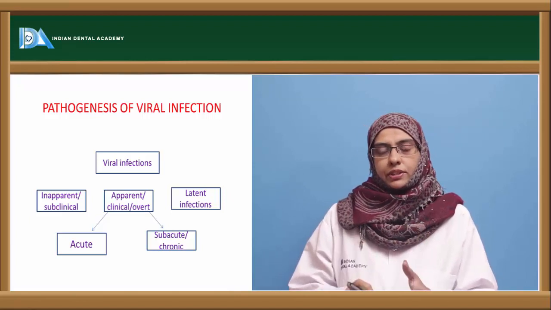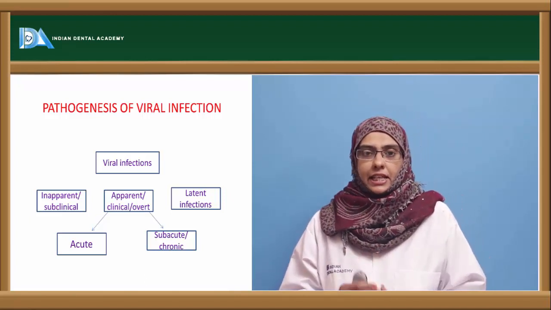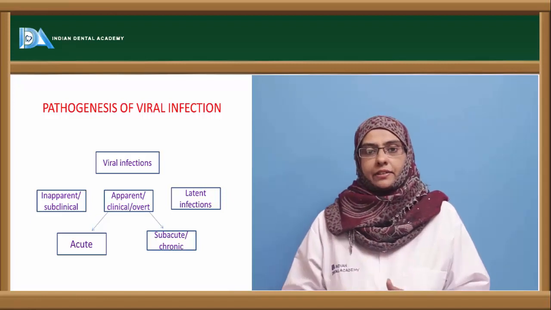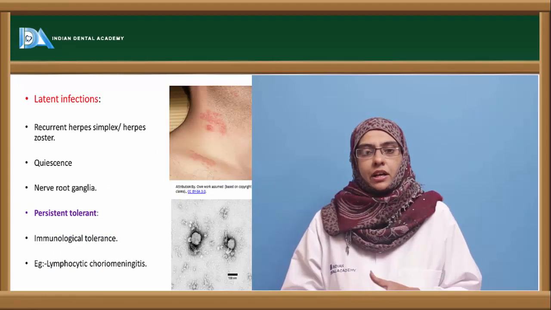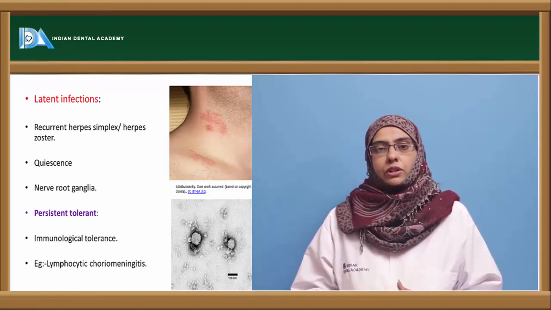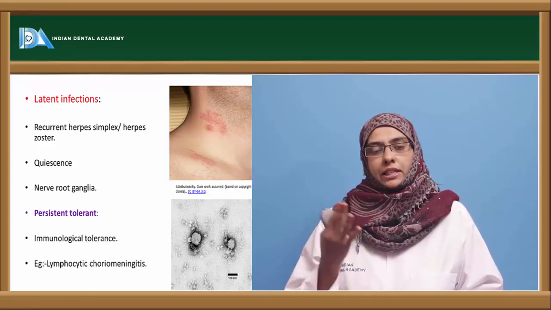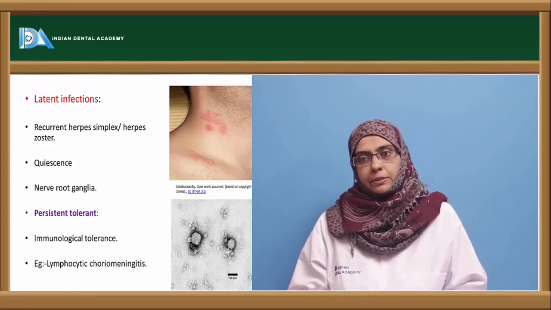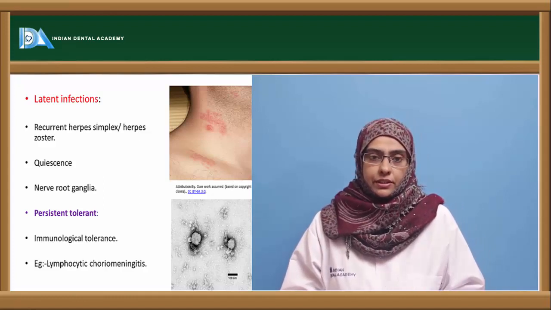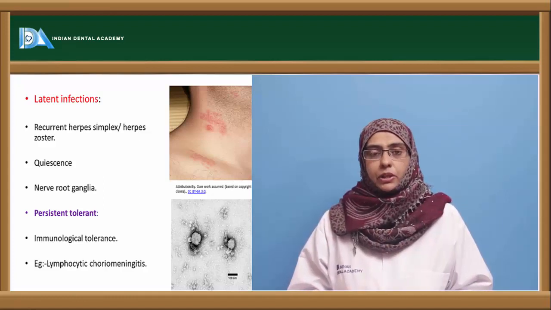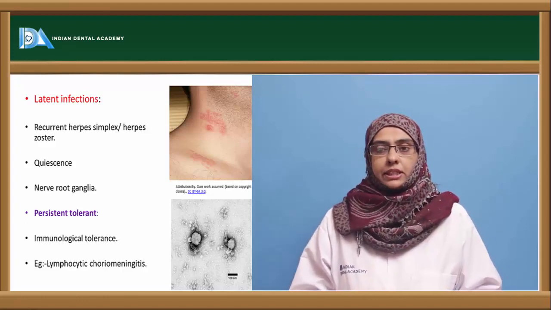So apart from these two infections, there are certain viruses that can become latent inside the host cell and cause latent infection. So we shall be dealing in detail about the latency of the viral infection and which virus usually causes the latent infection. Depending upon the incubation period, you can classify the latent infection into various types. First is the recurrent herpes simplex or herpes zoster infection. Here in the case of this particular infection, there is a long period of quiescence, after which you will be able to see the symptoms.